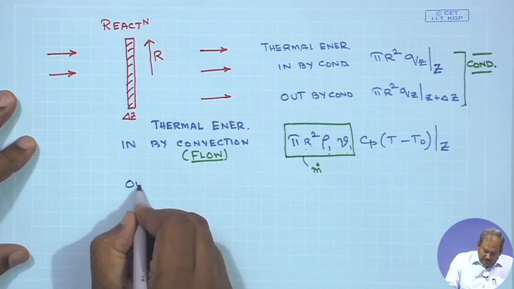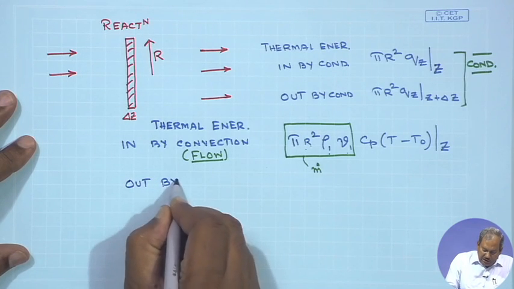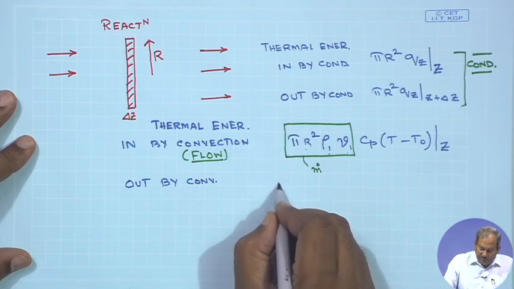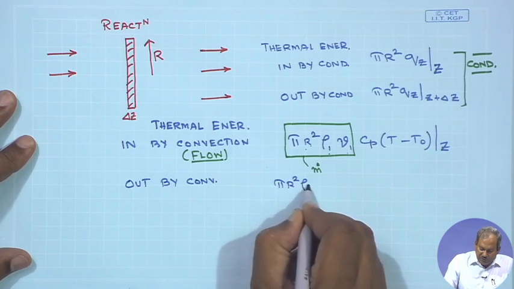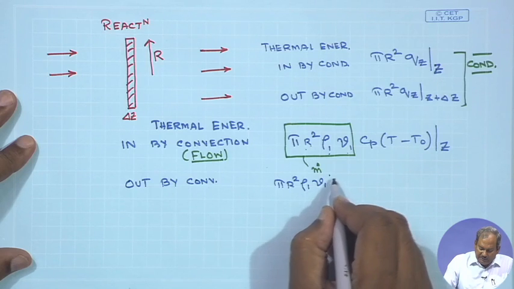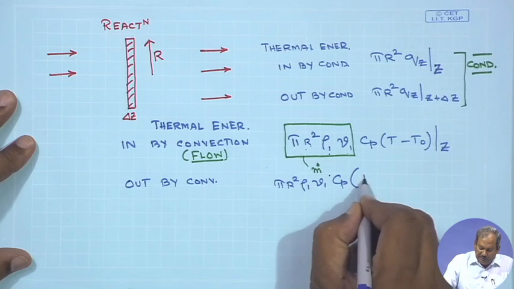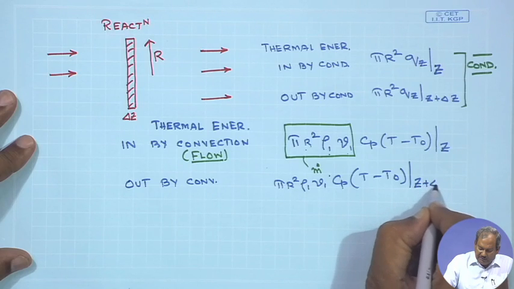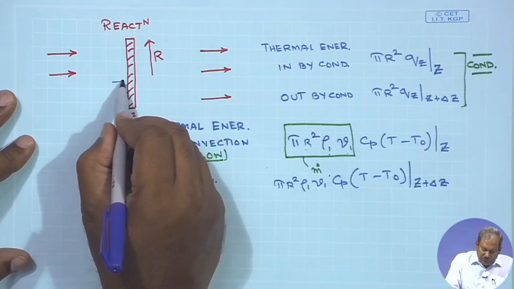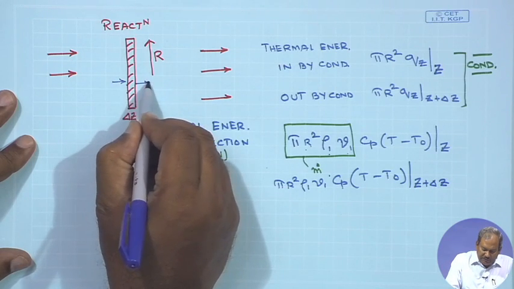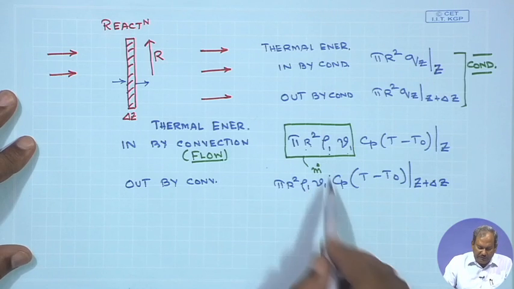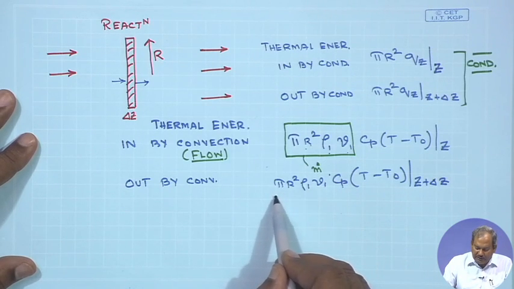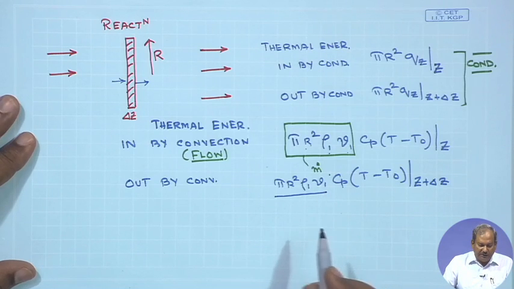So, when we say we evaluate the out term by convection, it would simply again be equal to pi r square rho 1 v 1 as in the previous case, Cp T minus T naught, but this is evaluated at Z plus delta Z. So, this is the in term by convection, this is the out term by convection, and these are the two terms which are expressed in terms of the entry conditions.